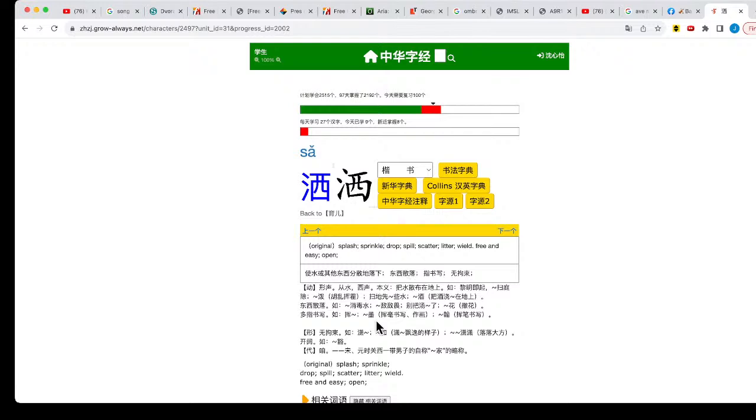And then it also means wield. It also means free and easy, just like in the word 潇洒, for example. That means you have a free spirit, that you're not bothered with what other people would say and that kind of thing. Okay, 潇洒, so 洒.